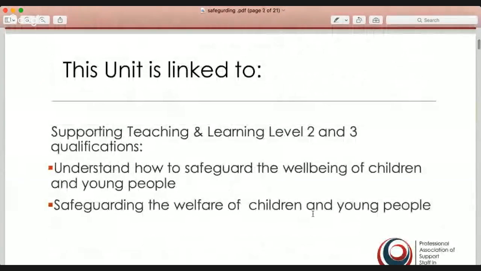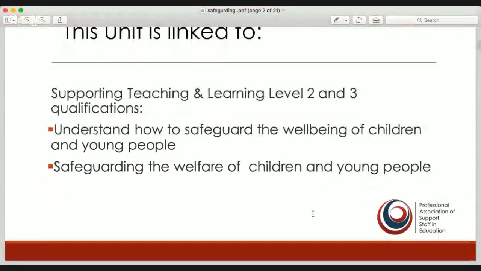If you are doing your level 2 or level 3 support and teaching and learning qualifications, then the information in this webinar relates directly to the safeguarding the wellbeing of children and young people unit, or safeguarding the welfare of children and young people. One of them is called Understand How To, and the other one is called Safeguarding the Welfare Of. One is level 2 and one is level 3. If you're studying either of those, you will know which one you're linked to. But other than that, it's just some reminders really about the dangers of internet, particularly smartphones we're going to focus on.